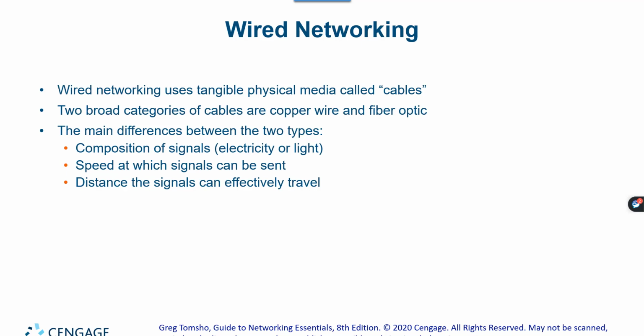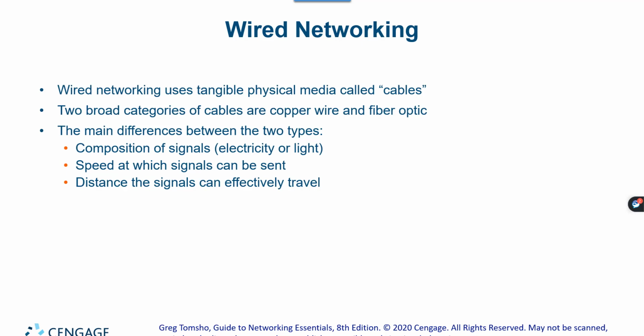Here are some key differences between copper wire and fiber optic. One is the composition of the signals. When we're using copper wire, we're going to send an electric pulse over the media. We're going to send 5 volts or 0 volts, but it's going to be actual electricity that we send across the cable. When we use fiber optic, we're not going to use electricity. We're going to use light. So fiber optic is going to be more like wireless networking, where you have energy in a waveform that is sent across the cable.